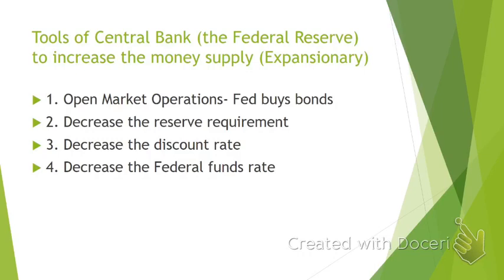The federal funds rate is the rate that banks charge each other to borrow in order to keep the required reserve. The Federal Reserve doesn't directly control this, but their policy influences the federal funds rate. What they do is try to influence the federal funds rate, and it's the main rate that impacts the money supply.